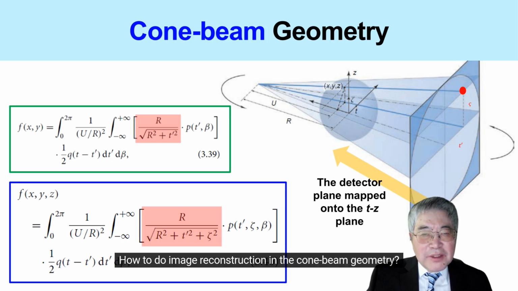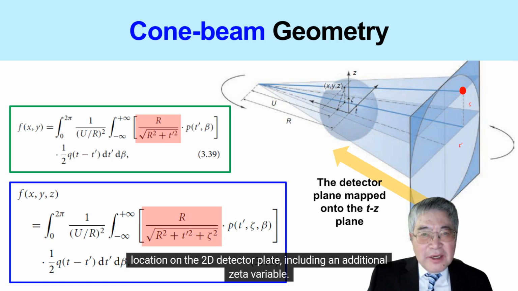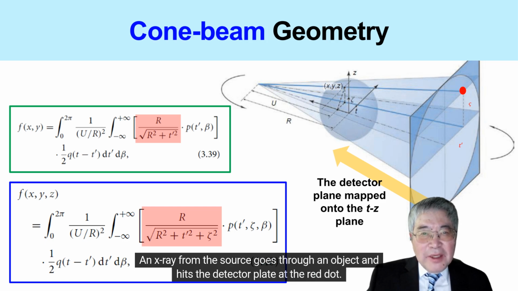How to do image reconstruction in the cone beam geometry. Again, I like to use a heuristic approach. In this case, the 2D fan beam is extended into the 3D cone beam, and we have two variables to index a location on the 2D detector plate, including an additional zeta variable. An X-ray from the source goes through an object and hits the detector plate at the red dot.